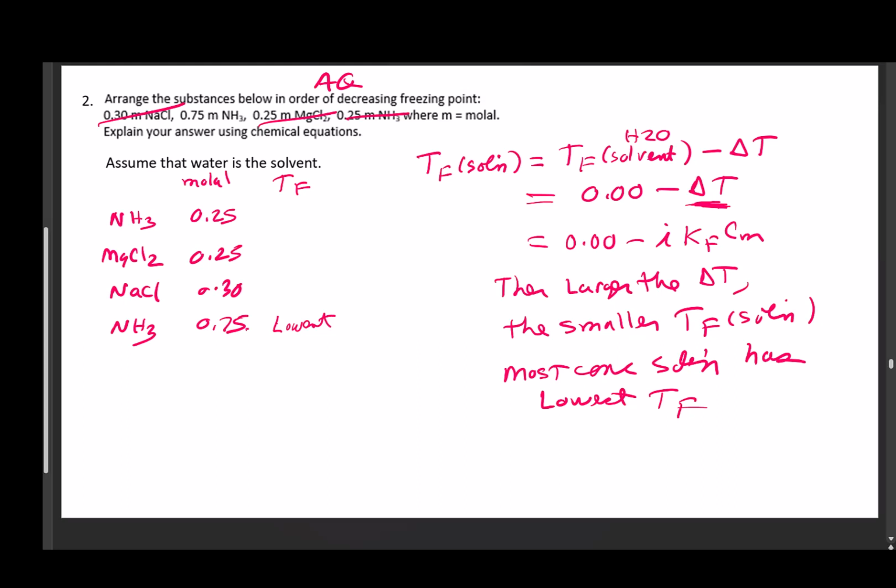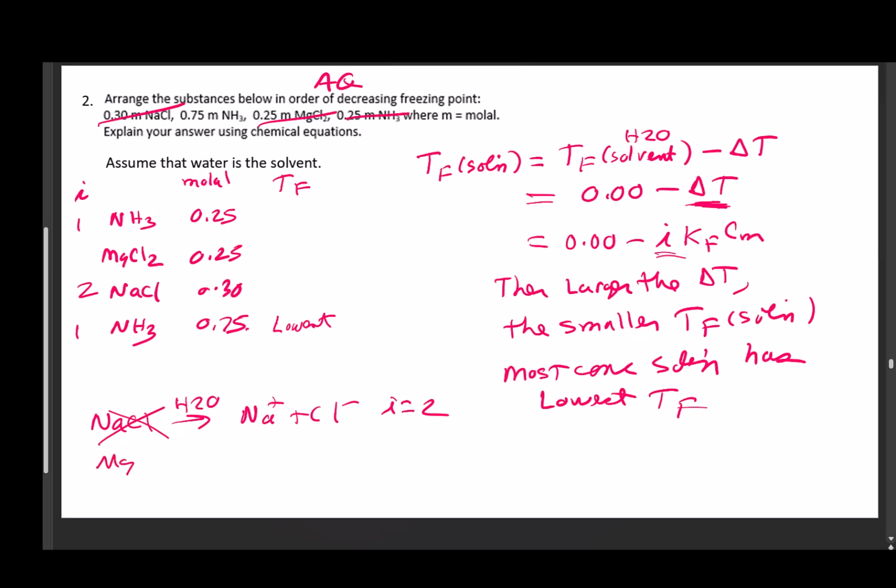But we also have to take into account the i here. So let's do an i here. NH3 doesn't ionize. i is equal to 1. i is 1 there. Sodium chloride ionizes. You put it in water. It does this. It's a completion reaction. None of it is left. i is equal to 2.